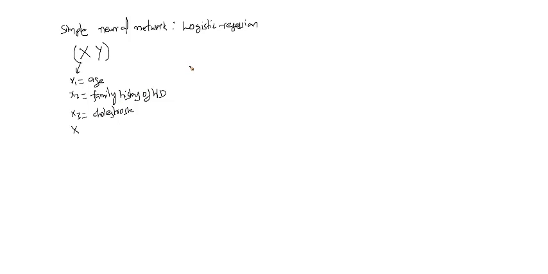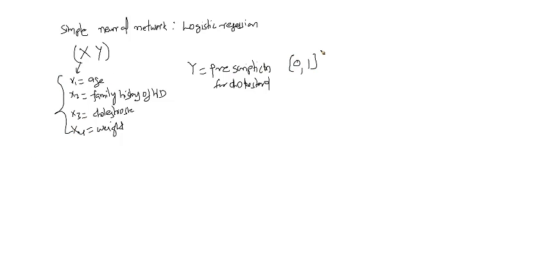and let's say x4 is weight, and then y is whether or not he needs a prescription for cholesterol. So y is usually either 0 or 1, and the x variables are continuous variables. So our goal is to predict y.